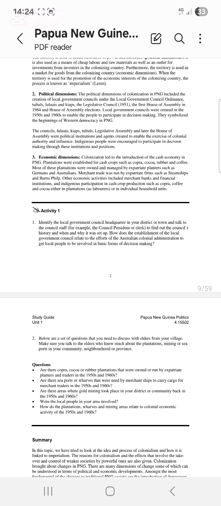Page 2, paragraph 3, titled Political Dimensions. I'll read, and then I'll try and explain the paragraph. Political dimensions of colonialization in Papua New Guinea included the creation of local government councils under the Local Government Council Ordinance, Tultuls, Luluais, Kiaps, the Legislative Council of 1951, and the First House of Assembly in 1952, through the 50s and 60s.